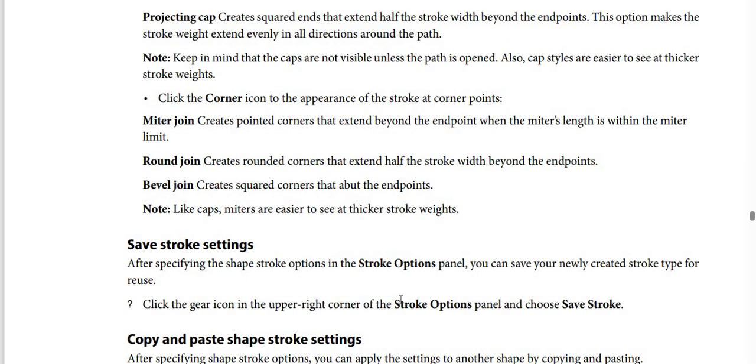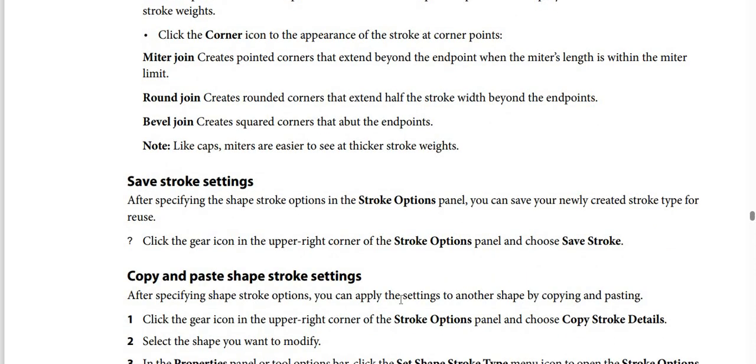And then click the corner icon to set the appearance of the stroke at corner points. And what about miter join? Miter join means that you create pointed corners that extend beyond the endpoint when the miter's length is within the miter limit. So what about round join? Round join means it creates rounded corners that extend half the stroke width beyond the endpoints.